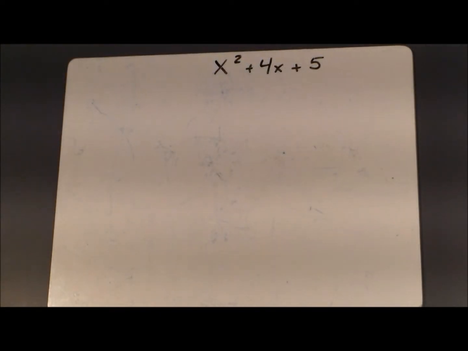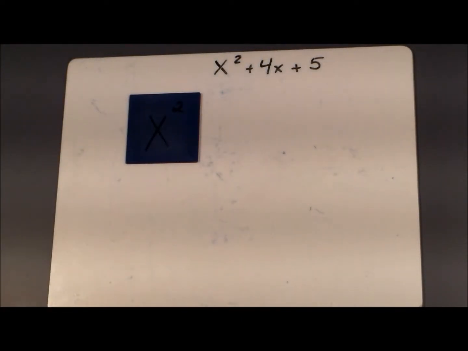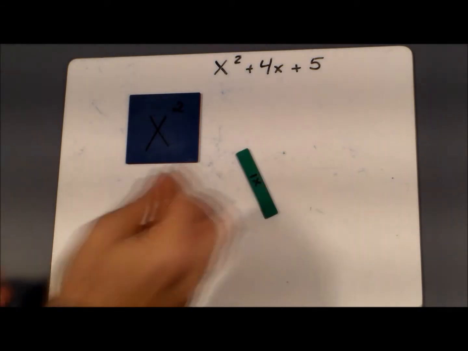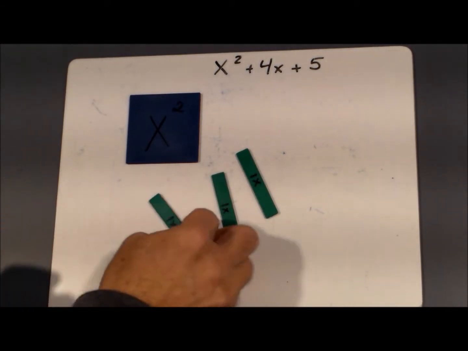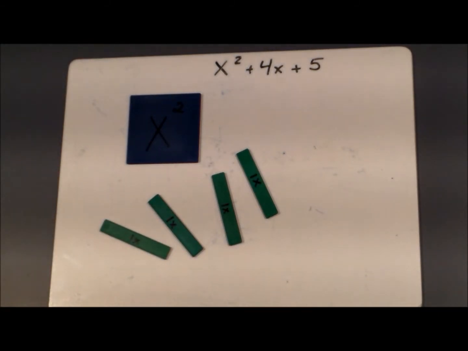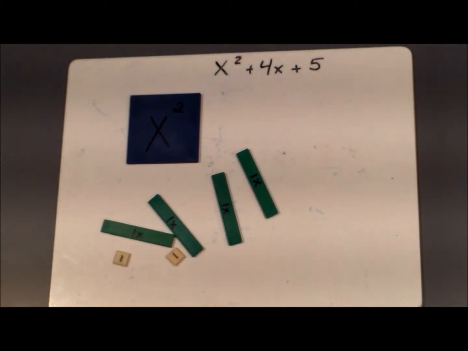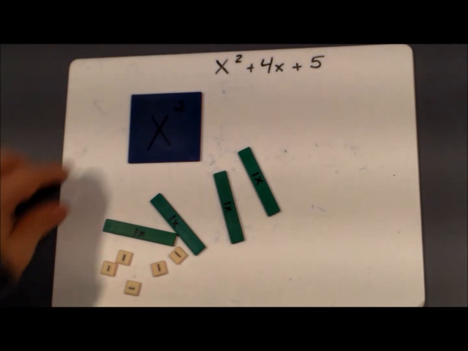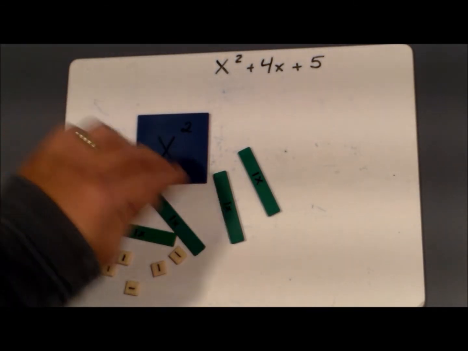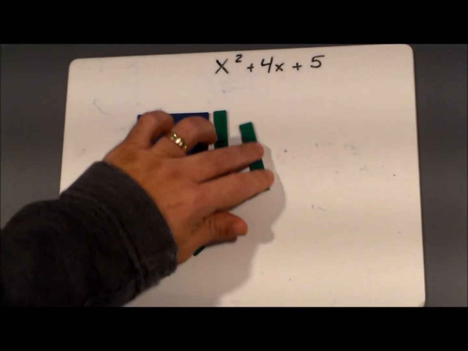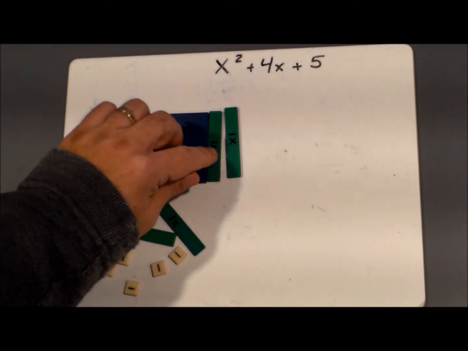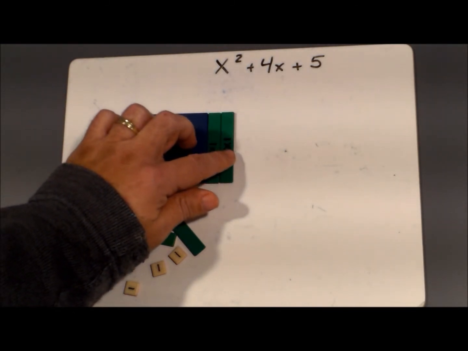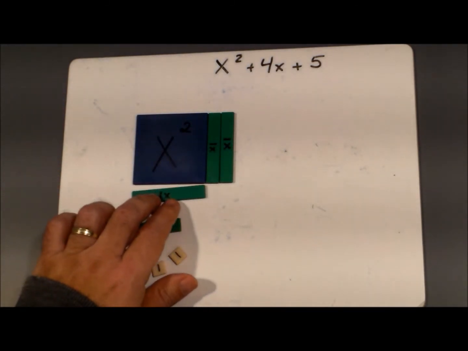So here's what we have. We're going to need 1 x squared. We're going to need 4 of these x tiles, and then we'll need 5 of the little guys to make our 5. And the goal is to build a square kind of like this. You can turn these to measure them up x by x, and I'm going to turn these here.